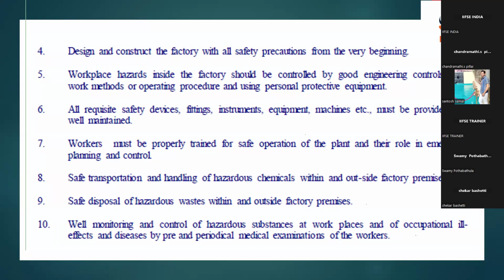So how will we dispose? One is incineration, landfilling, or reusing. Reuse, how will it happen?